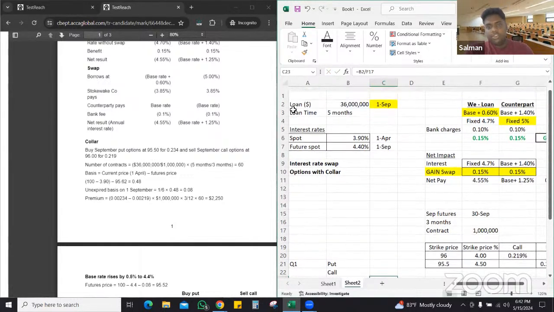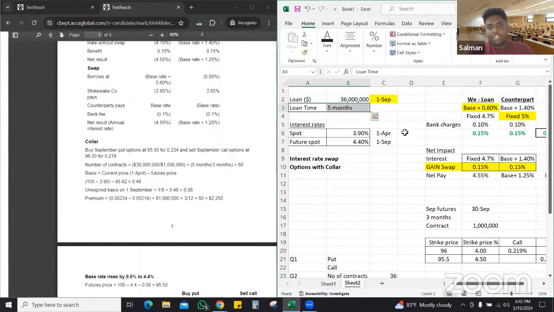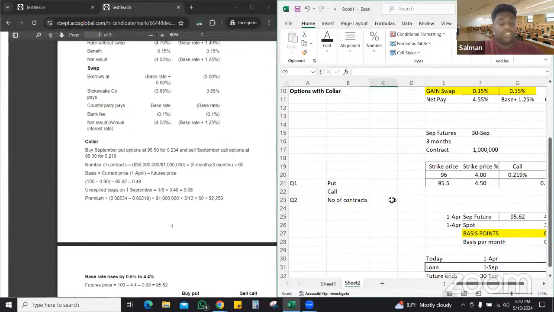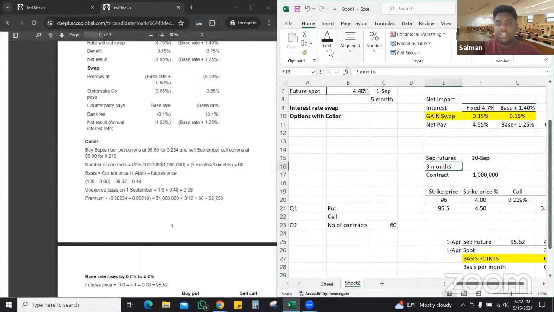from today, we are taking the loan after 5 months, from 1st of April to 1st of September. There is a 5-month gap. Today is 1st of April. We are taking the loan on the 1st of September. So 5 months. However, the future is for 3 months. As you can see, futures are typically ending every 3 months. And this September future they have given us is also 3 months. This is not a 6-month future.